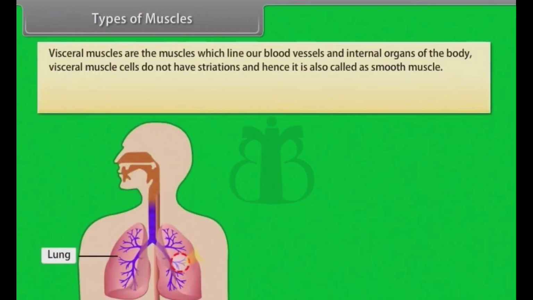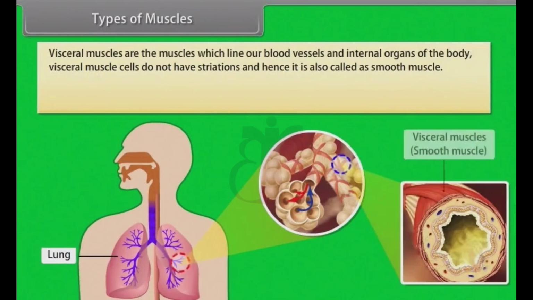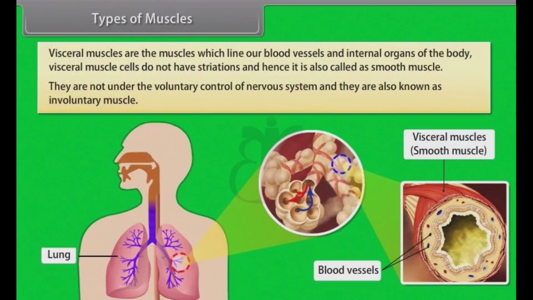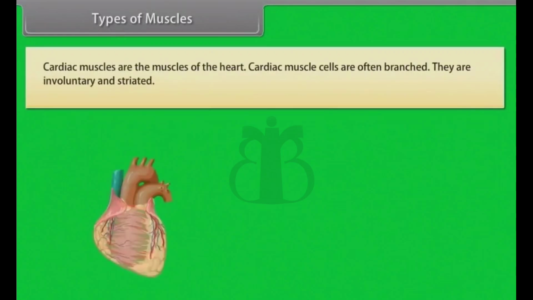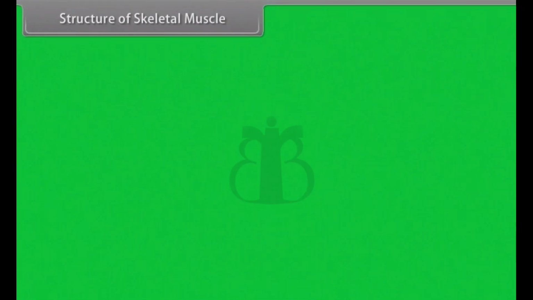Visceral muscles are the muscles which line our blood vessels and internal organs of the body. Visceral muscle cells do not have striations and hence it is also called smooth muscle. They are not under the voluntary control of the nervous system and they are also known as involuntary muscles. Cardiac muscles are the muscles of the heart. Cardiac muscle cells are often branched. They are involuntary and striated like skeletal muscles.